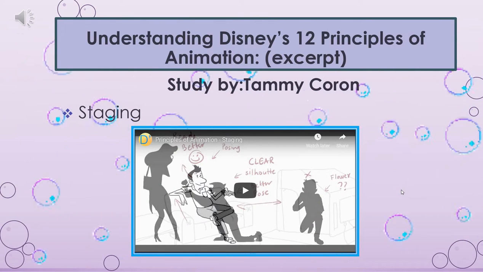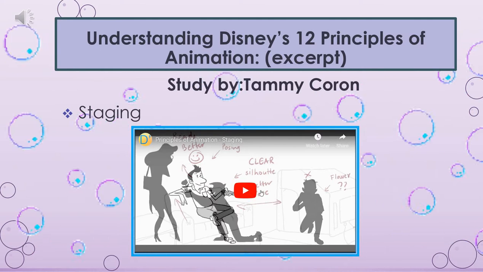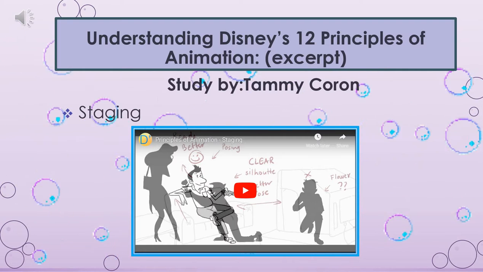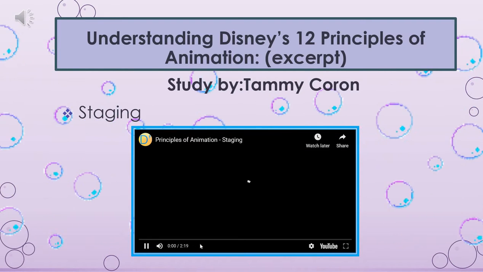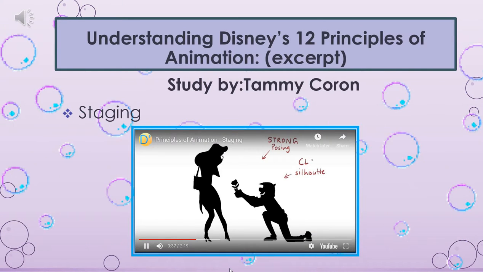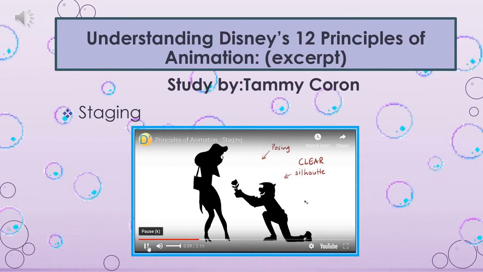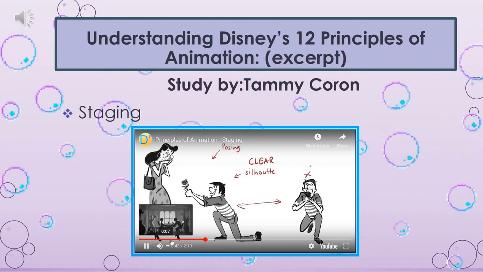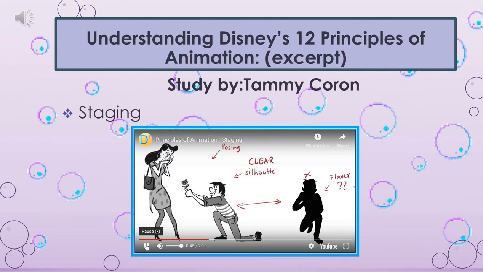Staging. This short video is an excellent example and explanation of staging. A clear silhouette also helps in communicating the pose and thus making the action unmistakably clear, as compared to the example on the right where the silhouette isn't clear.